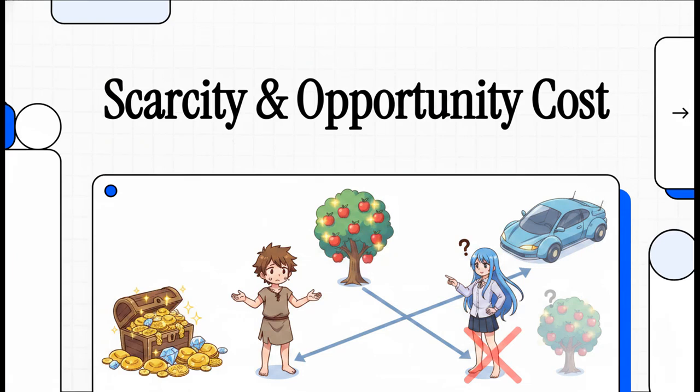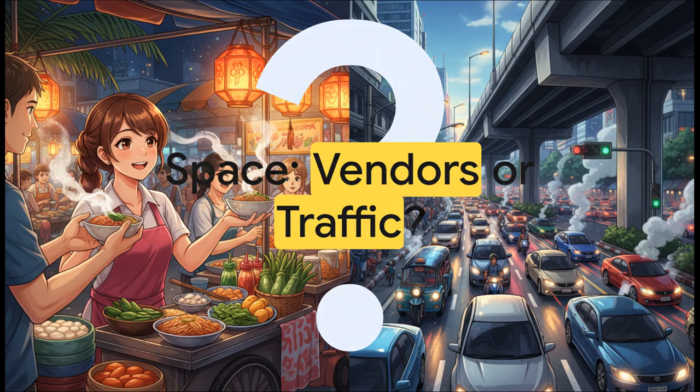Scarcity, Choice, and Opportunity Cost for Cambridge CIE A-Level Economics. All right, picture this. You're standing right in the middle of a bustling street in central Bangkok. It's chaotic, it's vibrant, but you are actually looking at a very specific, very real economic problem. See, there is a strictly limited amount of physical space here.